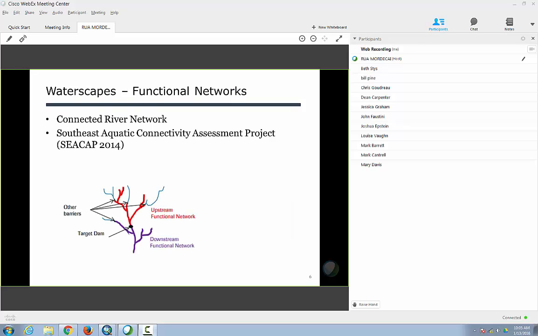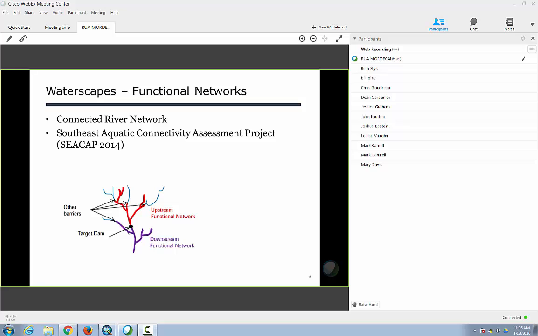And the second thing that will be helpful is this idea of functional networks. So those of you that were part of the CCAP, the Southeast Aquatic Connectivity Assessment Project, you'll probably remember a lot of this information about the functional networks. But the idea is to try to break up these rivers into connected river networks. So you see a picture down at the bottom. You have a dam, so that you have 2 different functional networks, one being below, one above there.